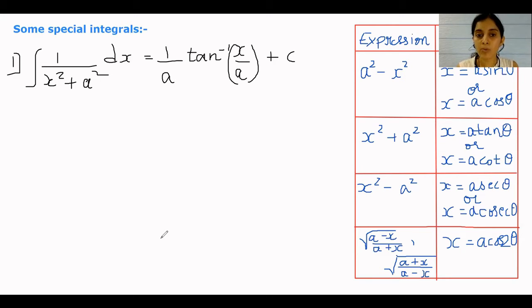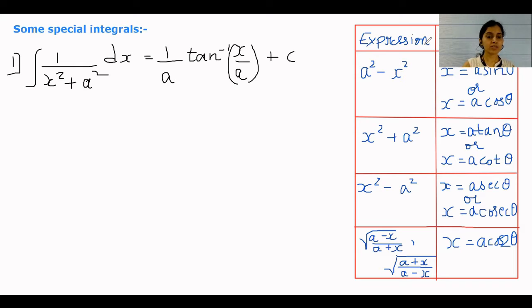When we use it in a sum, we directly use the answer. That is, we convert the sum into x square plus a square, and we directly write the answer as 1 upon a tan inverse x upon a. A could be any perfect square, like x square plus 4 square, or x square plus 25, that is x square plus 5 square. So you directly write the answer. That is when we are going to do the numericals. Right now we are doing the proof of this special integral. So let us do the proof.